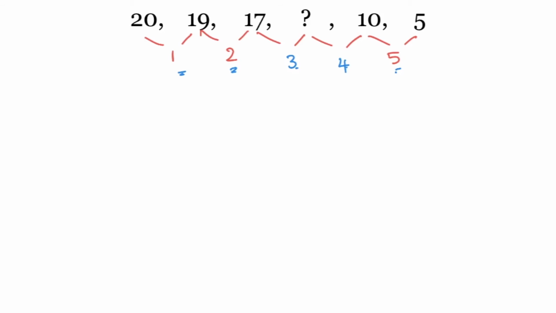If they are 3 and 4, the missing term, 17 minus 3, is possibly 14. 14 minus 4, 10. So the pattern is balanced. See, the first difference is 3. 17 minus 3 is 14. 14 minus 4, we are getting the next term 10. So logic is correct. Missing term is 14. Answer is 14.